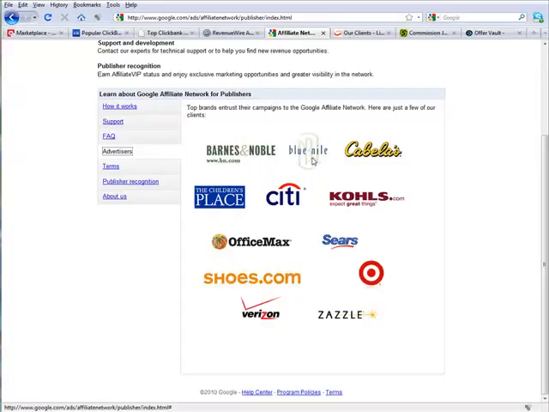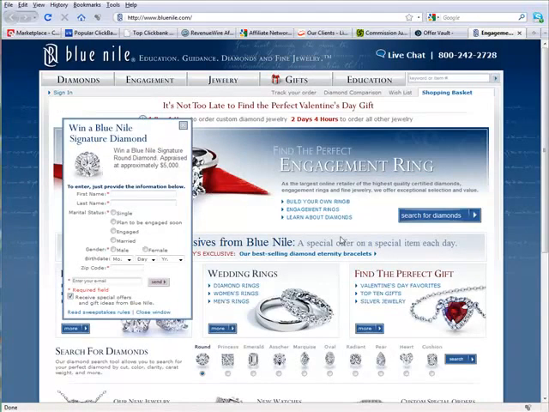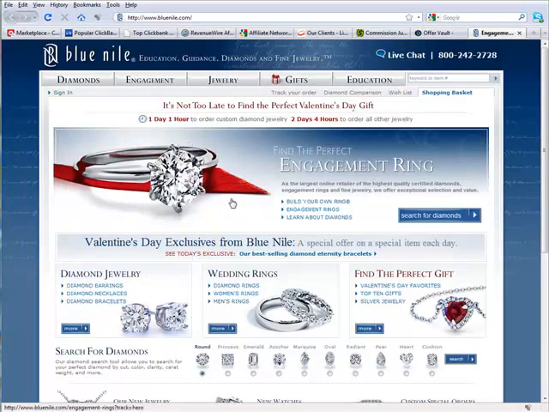Blue Nile, I'm not familiar with that. I think it might be a jeweler. I'm not entirely sure. That's something I could always check out. More likely than not, the address is probably BlueNile.com. There you go. Yeah, so it's engagement rings. Oh, neat. Okay, so if you're looking at high ticket items, here you go. Diamond jewelry, earrings, necklaces, bracelets, diamond wedding rings.